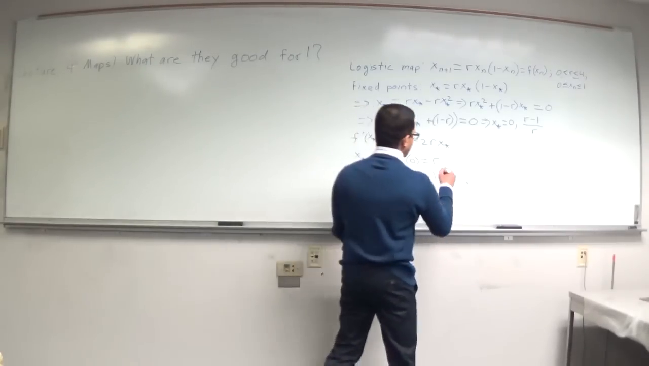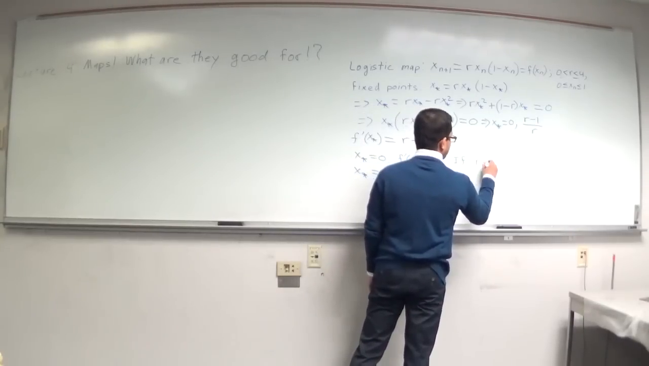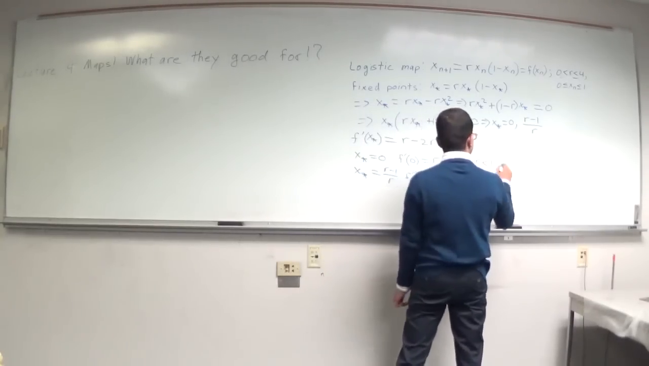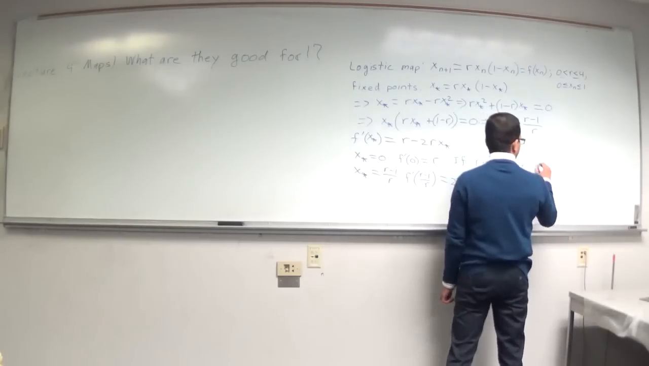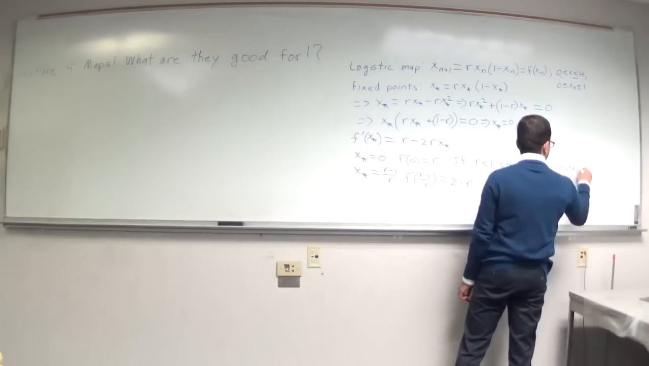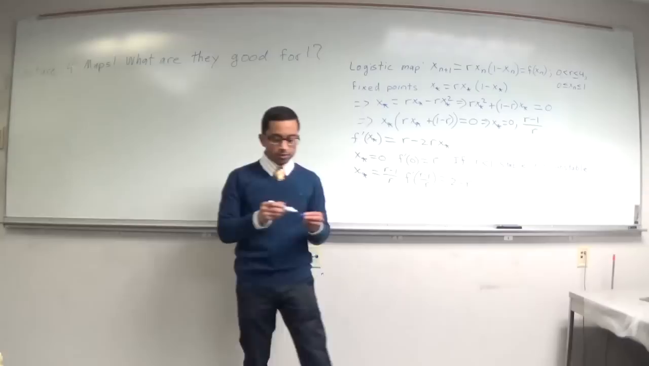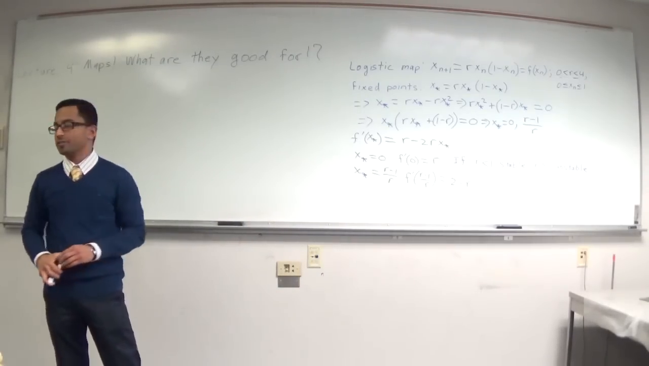But basically, if R is less than 1, then we're going to have that it's stable. And if R is greater than 1, we're going to have that it's unstable. And for R equals 1, we're not too sure with this sort of analysis.